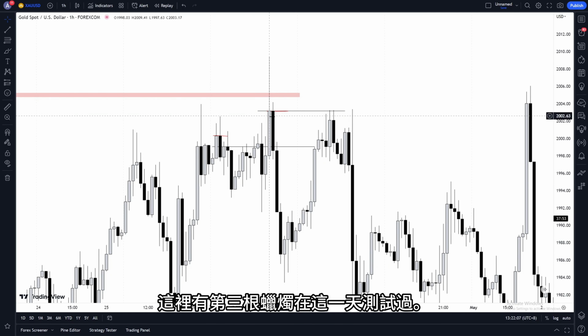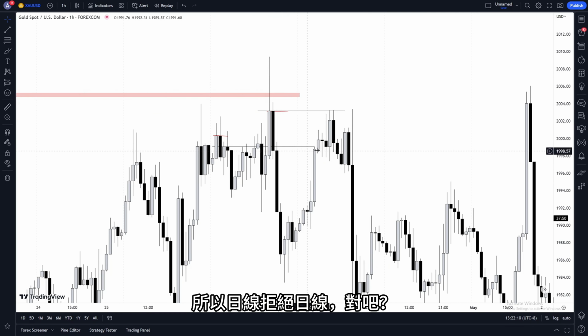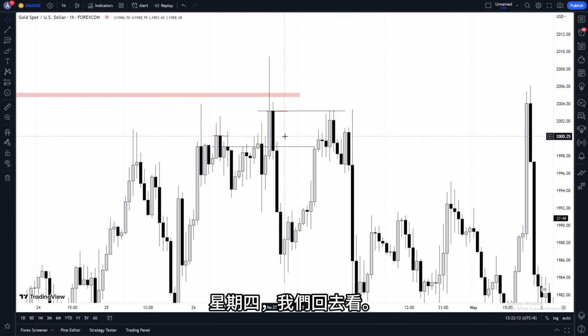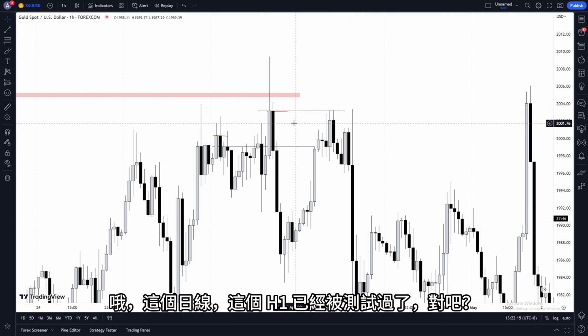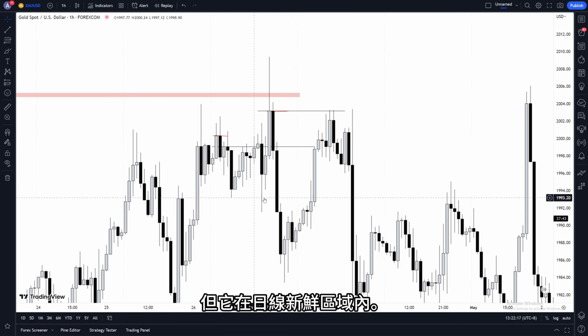There's a third candle here tested during this day. So daily reject daily, right? Where this is on Wednesday, and Thursday we go and look back. Oh, this H1 has been tested already, right? But it's within a daily fresh.